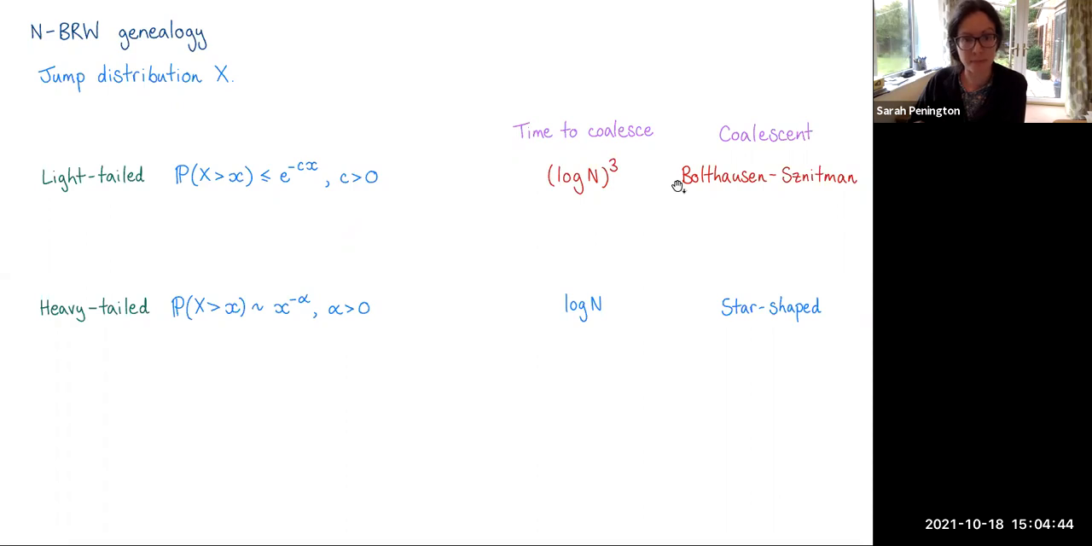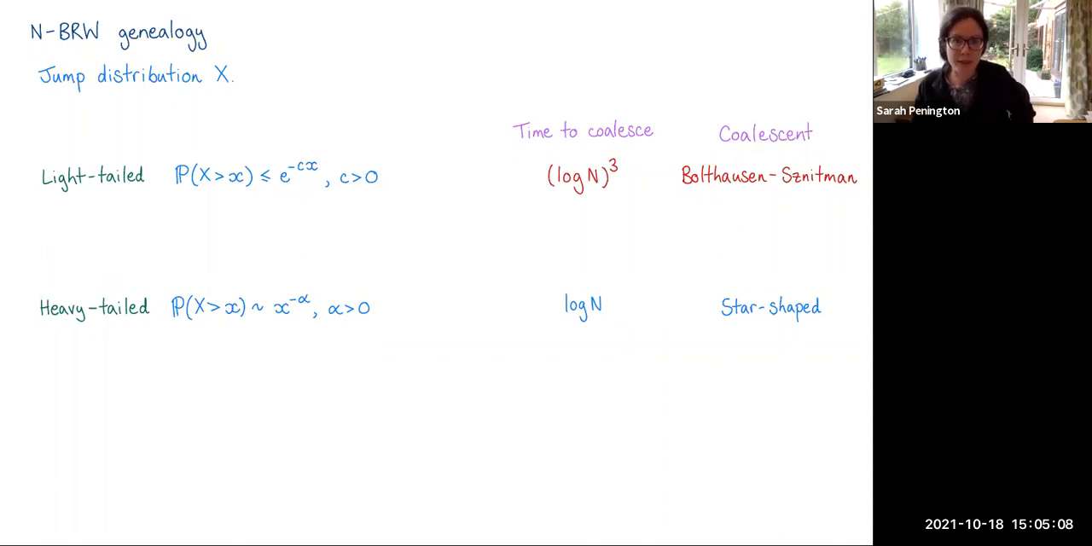And then in the heavy-tailed case, where the probability that capital X is bigger than little x goes like x to the minus alpha for some fixed positive alpha, what we proved is that the time to coalescence is of order log n, and if you look at the coalescent process on that timescale, then it looks like a star-shaped coalescent.